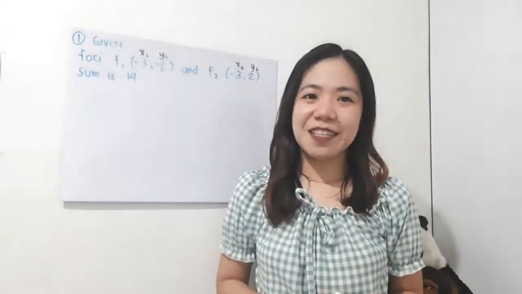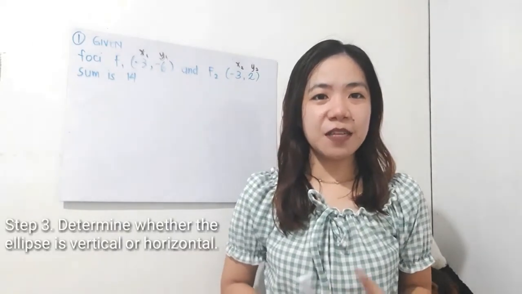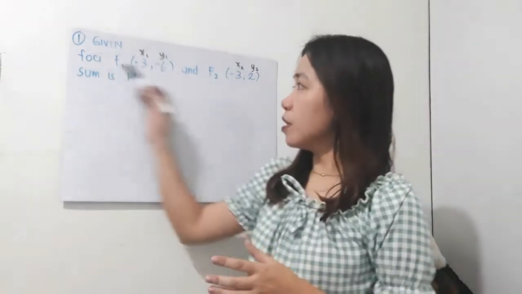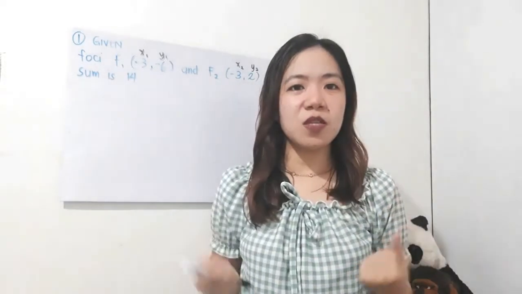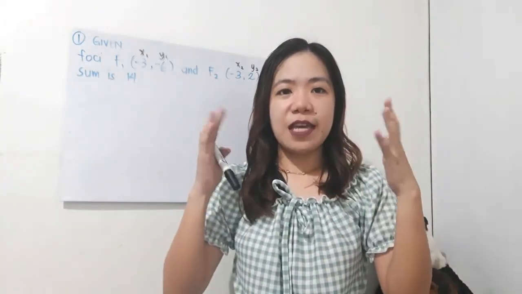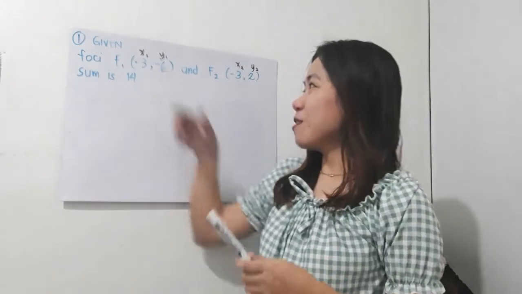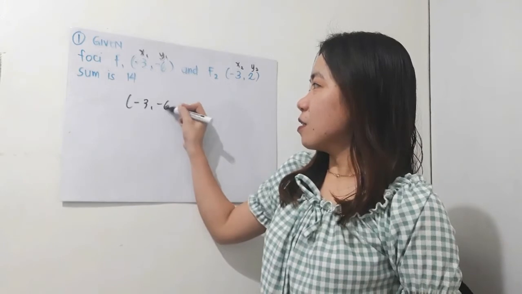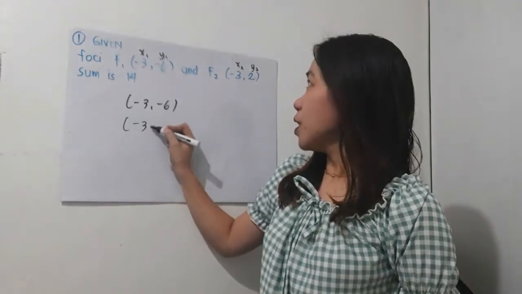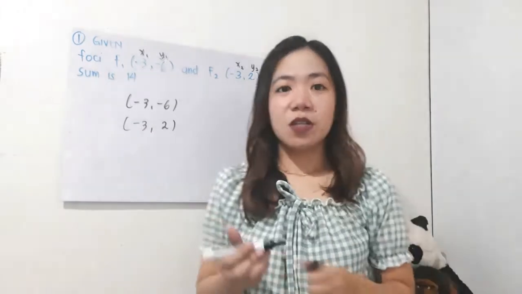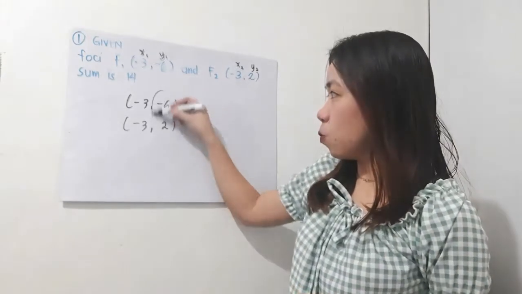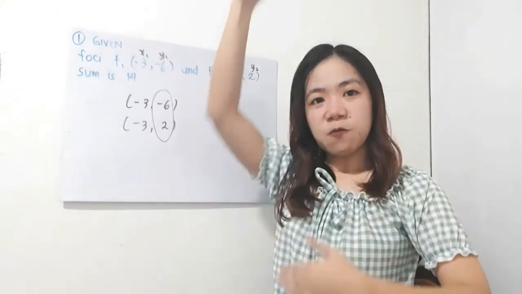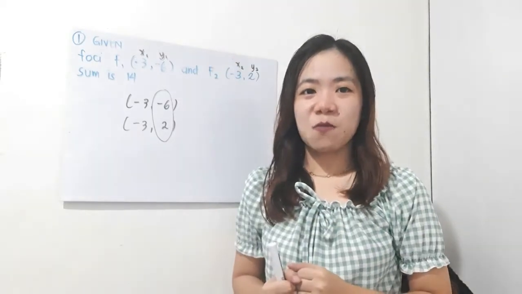Okay, next, let's identify whether the ellipse has a horizontal or vertical graph. Now, let's look at the foci again. You always base your answer on the given. So we have the foci (-3, -6) and (-3, 2). Notice that we have different y coordinates. We need to say the movement is vertical. So the ellipse is vertical.